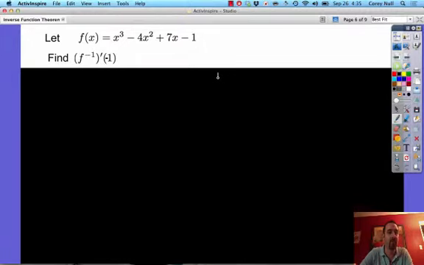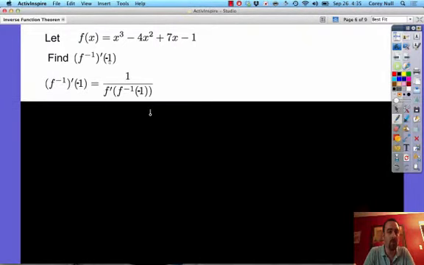This is similar to the problem I put up, except that I've changed the input here to -1 to make things work out. What we're looking for is the inverse function's derivative evaluated at -1. I had it at +1, and -1 makes this work a lot nicer. Okay.